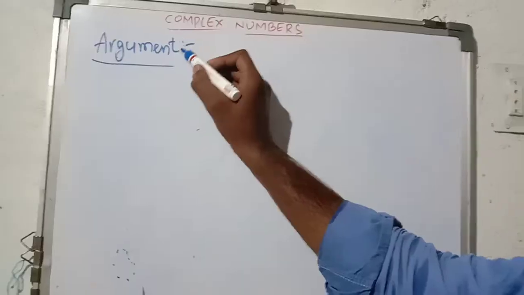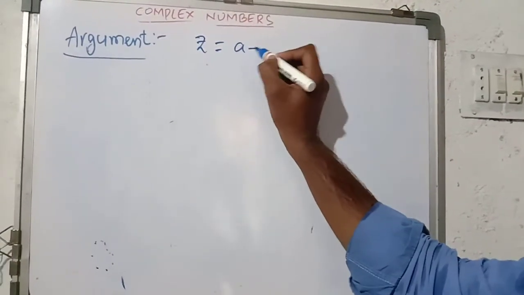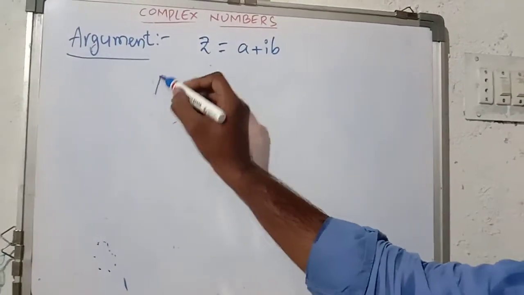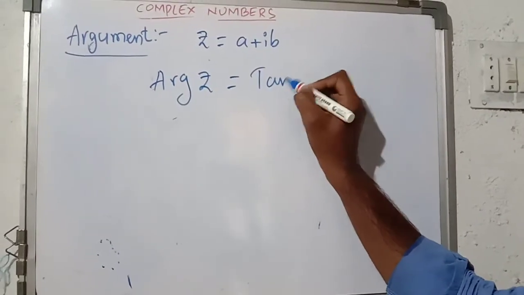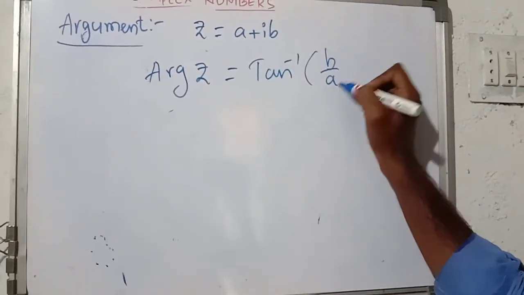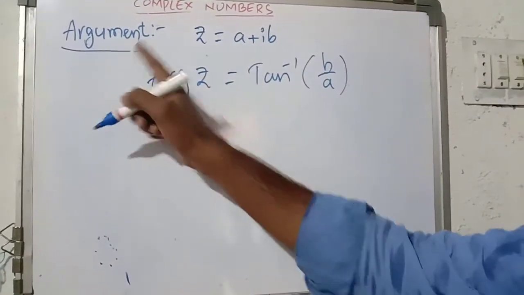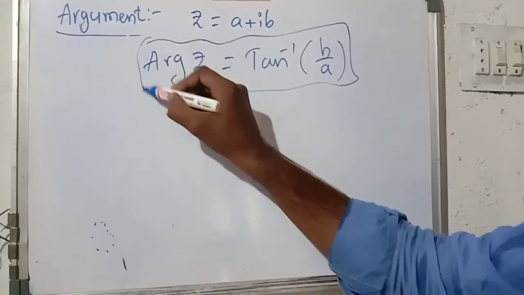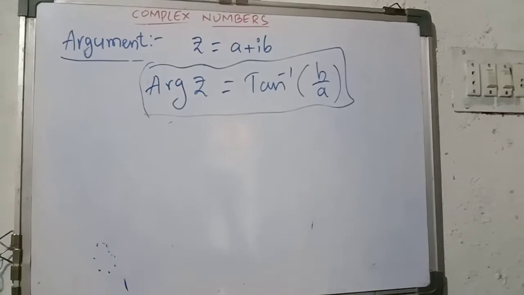Argument of a complex number. If z equals a plus ib is the given complex number, then the argument of this complex number is represented with arg z. The formula is tan inverse of b by a. Arg z equals tan inverse of b by a. This is known as the argument of the complex number. We have to remember this formula.